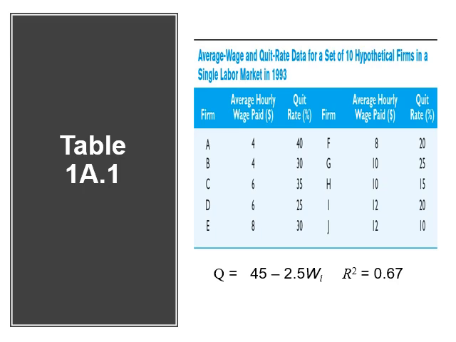فاحنا باستخدام الداتا دي بنطلع طبعا البيتا 1 والبيتا نوت، فالعلاقة ما بين الكويت ريت والويج طلعت ان الكويت ريت equal 45، ده الانترسبت، minus 2.5 times the wage. So when the wage increases by $1, the quit rate will decrease by 2.5%. فأنا عندي هنا وطبعا هنا ال R square it is the significance of the model itself. لما نيجي هنشوف في next slide هنقدر نفهم بالظبط العلاقة دي جت منين.